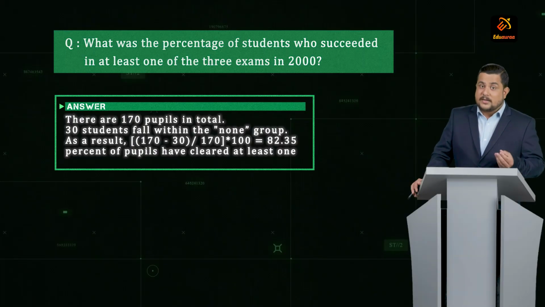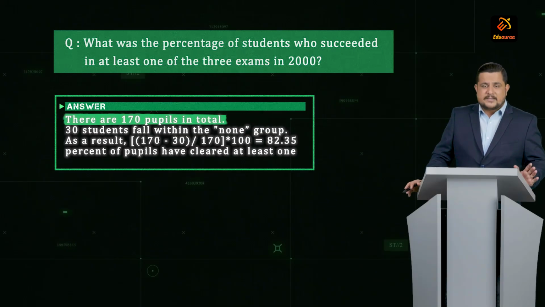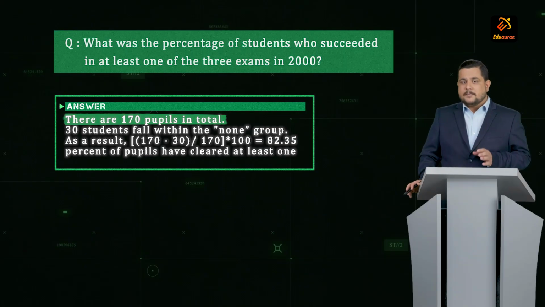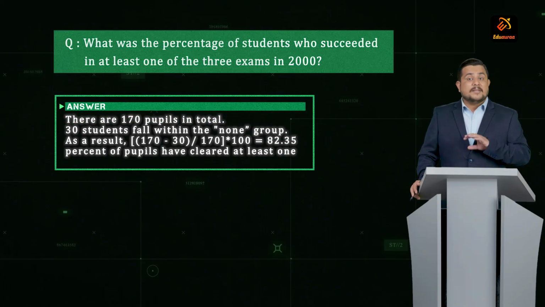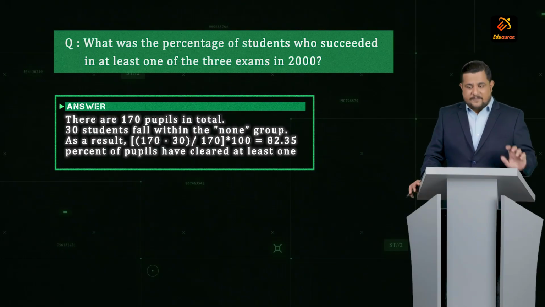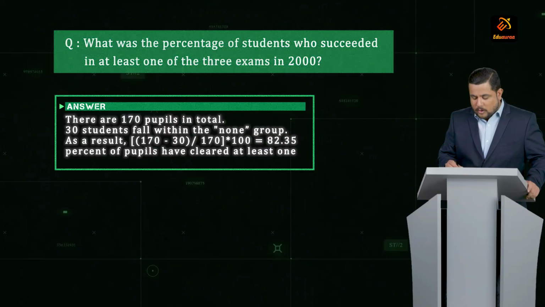And there are some students who neither pass, and we have some students who didn't pass any exam. Now, there are 170 students in total. We know that 170 pupils in total. 30 students fall within the none group. They completely failed, or they did not pass any of the given exams.